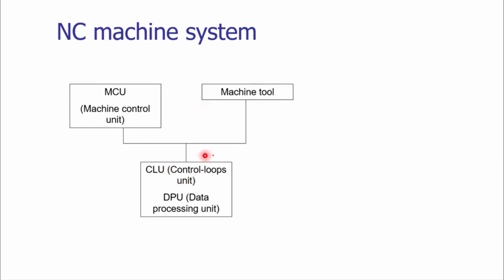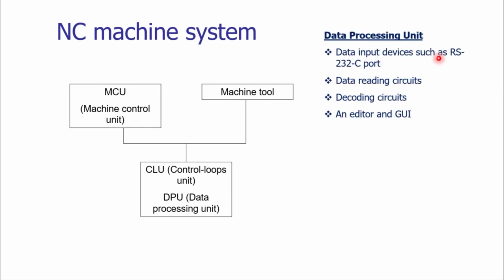So there is a control loop unit as well. It is also called the data processing unit. The data processing unit has communication ports such as RS-232C, which was used earlier. Nowadays, with USB as well, we can connect the machine tools with computers. Nowadays we also have wireless connectivity with the machine control unit.